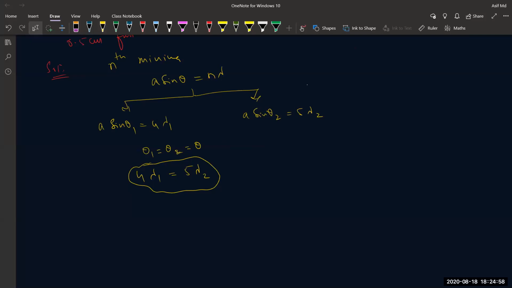Now you know the value for theta. Theta is equal to what? y over D. And D will be how much right now here? F, the focal plane, isn't it?